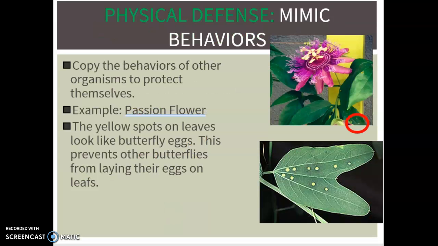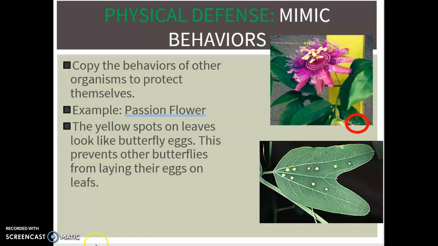And then lastly, the mimic behavior. Mimic behaviors are really, really cool. So mimic behavior is interesting because they have a coding in their DNA that is going to present traits that mimic that of another organism. And that could be another plant or it can be another animal.